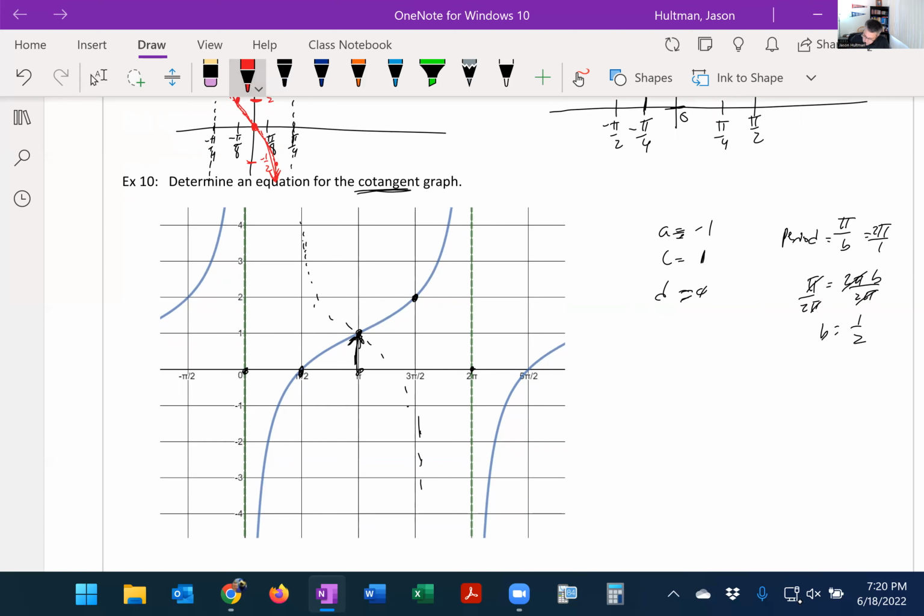Okay, and so when we unpackage all of this, we would have y equals 1 minus cotangent. Yeah, there would be a -1 there, but 1 times cotangent is cotangent. Okay, of 1/2 x. So this is 1 minus cotangent of 1/2 x. Okay, there's no d value. D is 0, so we don't have to deal with that.